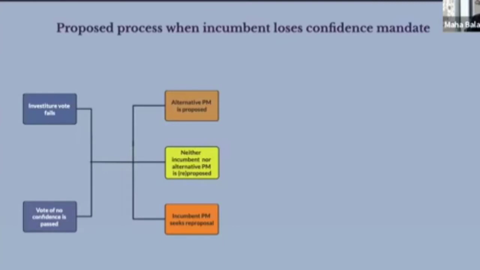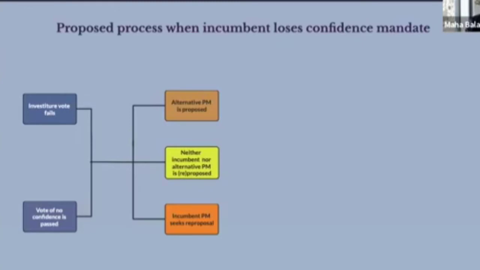First outcome, and I'll start from the bottom, the incumbent PM seeks to repropose himself, right? Perhaps he or she is able to negotiate with more parties and win the confidence back again. Secondly, and this is the top one, there may be an alternative PM who wishes to propose him or herself to take over. There is a third option, which is that the House is in such disarray that no clear majority of parties can form a government, and it is time, therefore, to dissolve the House.